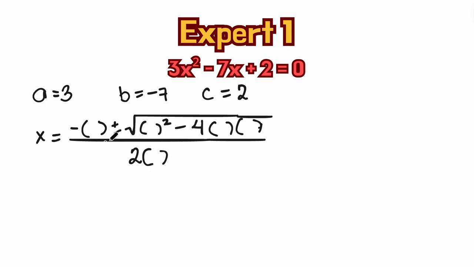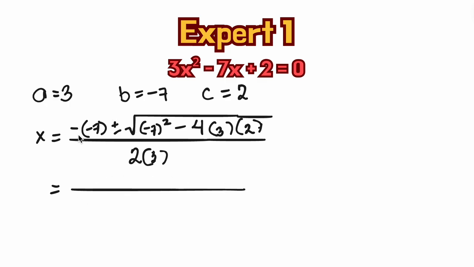So you notice that there is a blank here, or the things that we want to input in the parentheses. In this part, nalagay natin is -7 because that is b. Also, -7 din dito. And then 4 times a, which is 3, times c, that is 2, all over 2a, which is 3.